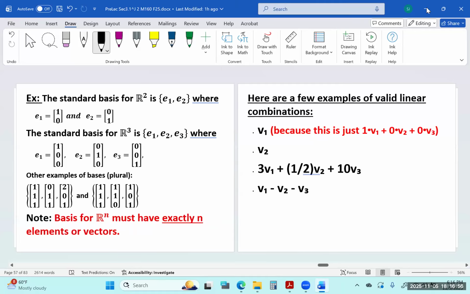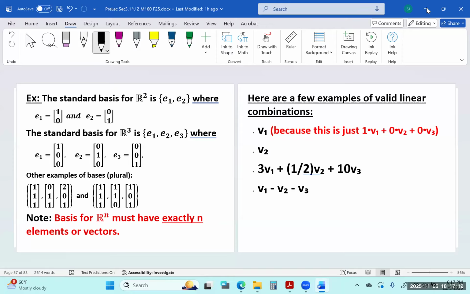Now, when you do linear combination, what type of operations are allowed? These are some examples. If you have only V1 or only V2, we can say that they are linear combinations. Why? Because we can rewrite V1 as 1V1, 0V2, 0V3, like the way we did to find the null space. So it's a linear combination.